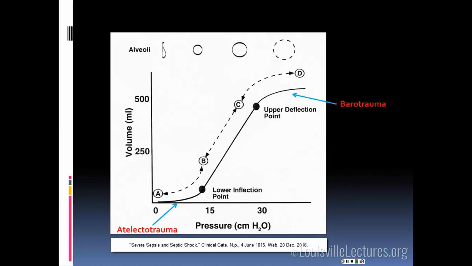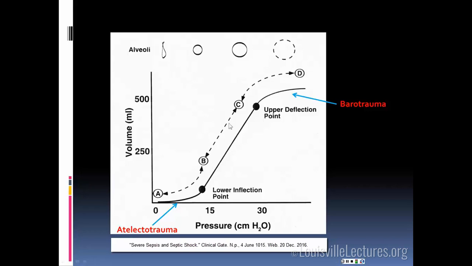This is the pressure volume curve of the respiratory system in a patient with ARDS. On the x-axis you have the pressure, and the y-axis you have the volume. You can see that this curve is a sigmoid one, okay? And you have 2 points. You have a lower inflection point and an upper deflection point. Below the lower inflection point, you see a lot of change in pressure for very little change in volume. What does that mean? That means this is an area of low compliance, right? So compliance is volume divided by pressure.